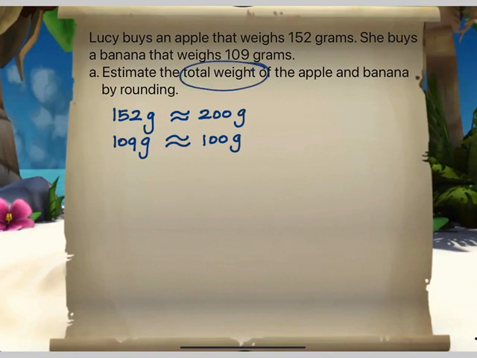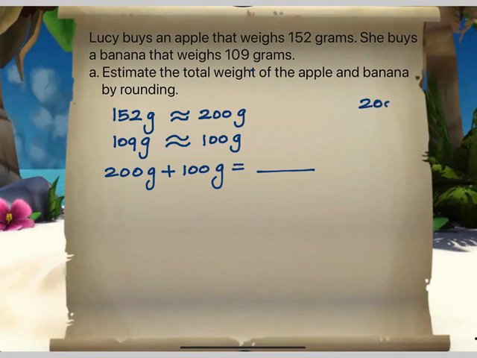So now we have to find the total weight of apple and banana. For that, let me do a number sentence. 200 gram plus 100 gram equals what? We know that 200 plus 100 is 300 gram. Okay? So now we have estimated the total weight of apple and banana by rounding. So this 300 gram is the estimated weight of apple and banana.